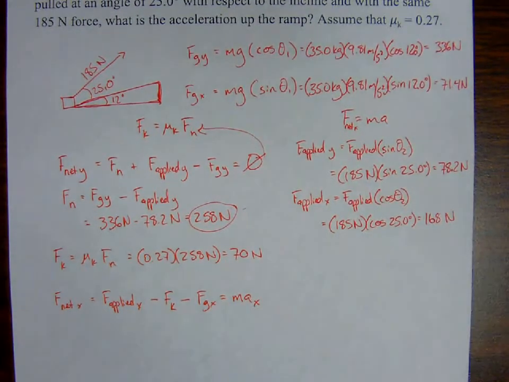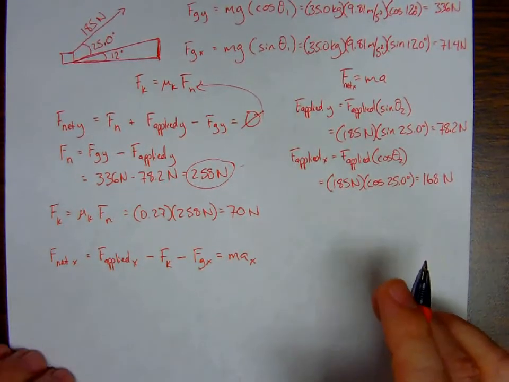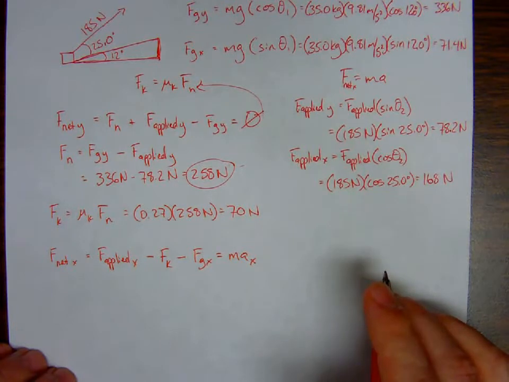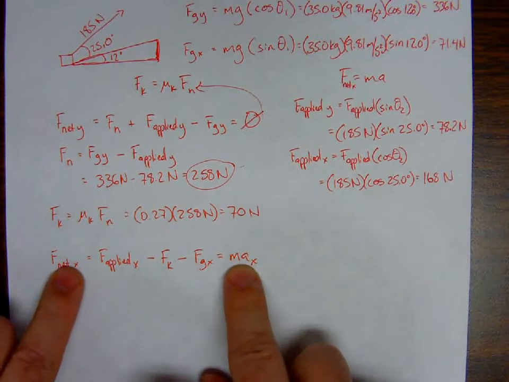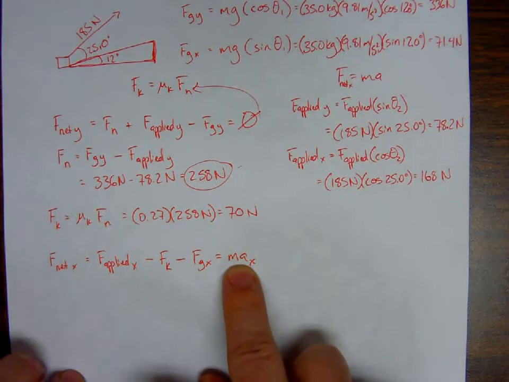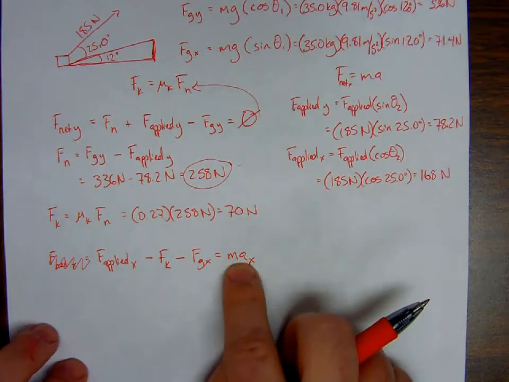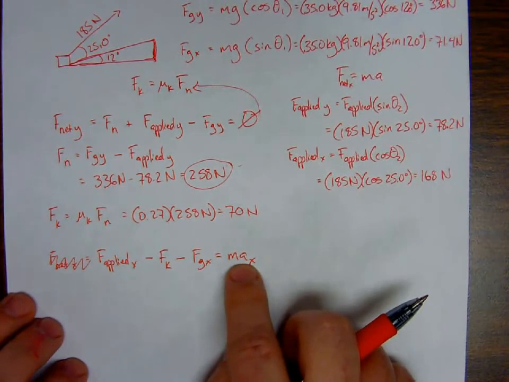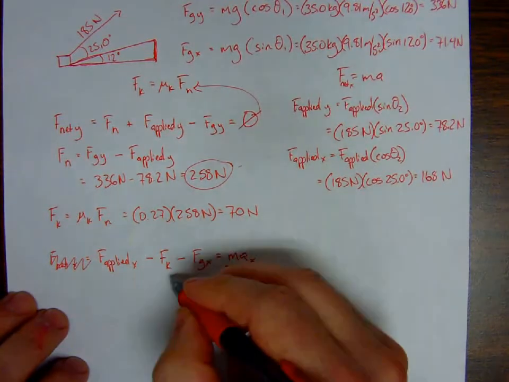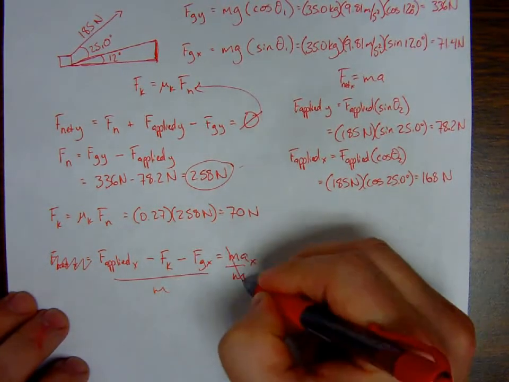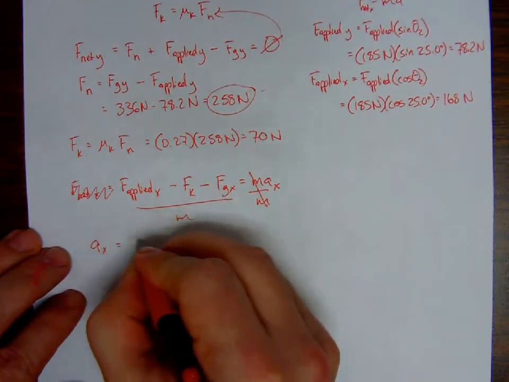So what are those values? Force applied in the x direction, 168 newtons, minus force of kinetic friction, 70 newtons. Subtract the force of gravity in the x direction. Where did I calculate that? Oh, sorry. 71.4 newtons. Divide all of that by 35.0 kilograms. Whew. And so, again, I'll simplify this.